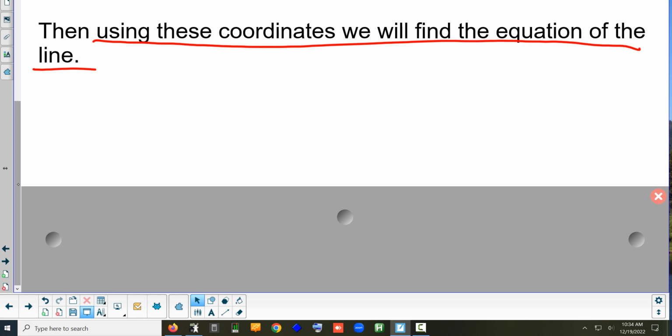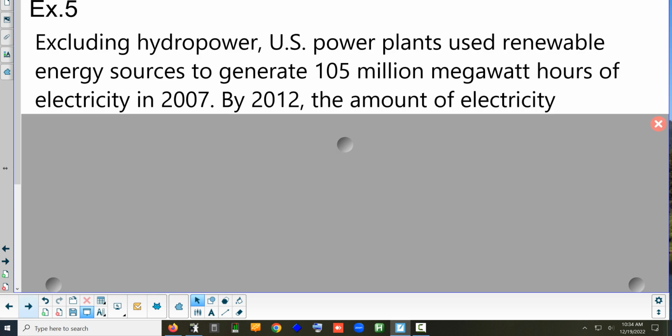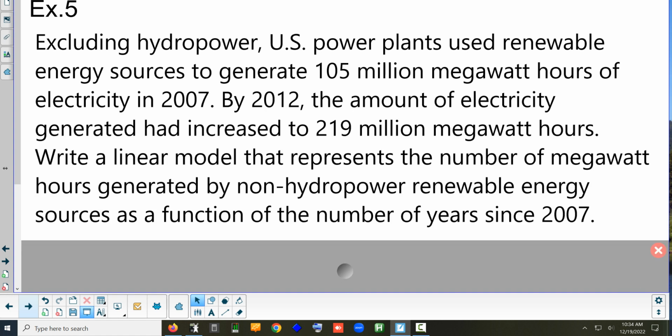Does everybody have that last sentence? Using the coordinates, we'll find the equation. Okay. Now, example 5. Do you guys have this already written? It says U.S. power plants, renewable energy, all that. So you don't have to copy it because that's already written on your paper.